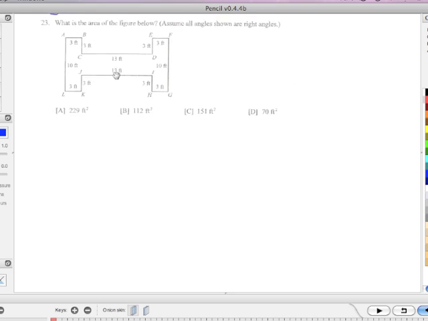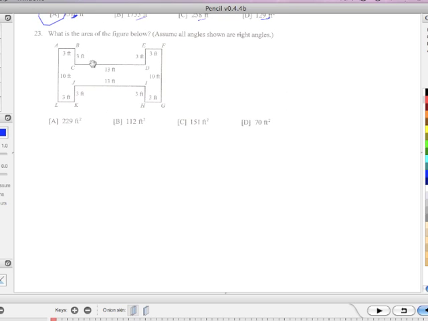Okay, what's the area of the figure below? Assume all angles are right angles. Okay, so let's make some boxes. When I scan this, I see 3 feet by 3 feet there. So there's a box over here that's 3 by 3, 3 by 3, 3 by 3, a 3 by 3 box. Let's just make all of those boxes. So we have 4 3 by 3 boxes. That's 36 square feet.